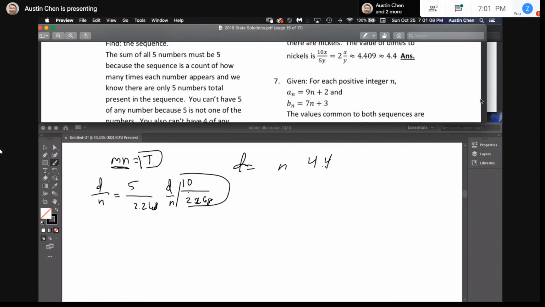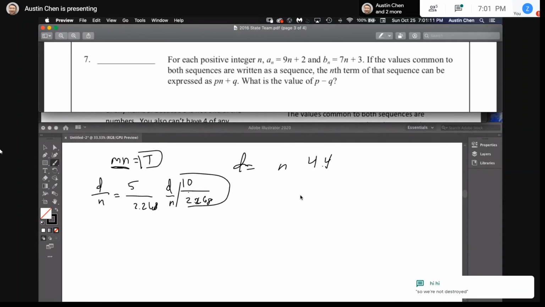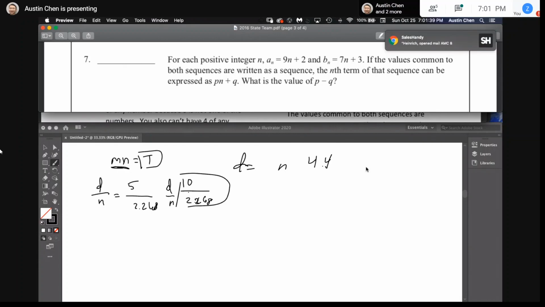For each positive integer n, a sub n equals 9n plus 2, and b sub n equals 7n plus 3. If the values common to both sequences are written as a sequence, the nth term of that sequence can be expressed as Pn plus q. What is the value of P minus Q? All right, so we have two sequences.